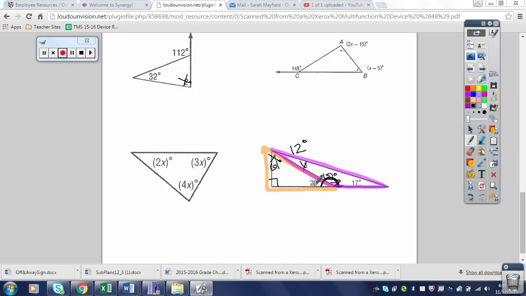So at this time, the equilateral and isosceles triangle packet needs to be passed out. And then we will go from there.